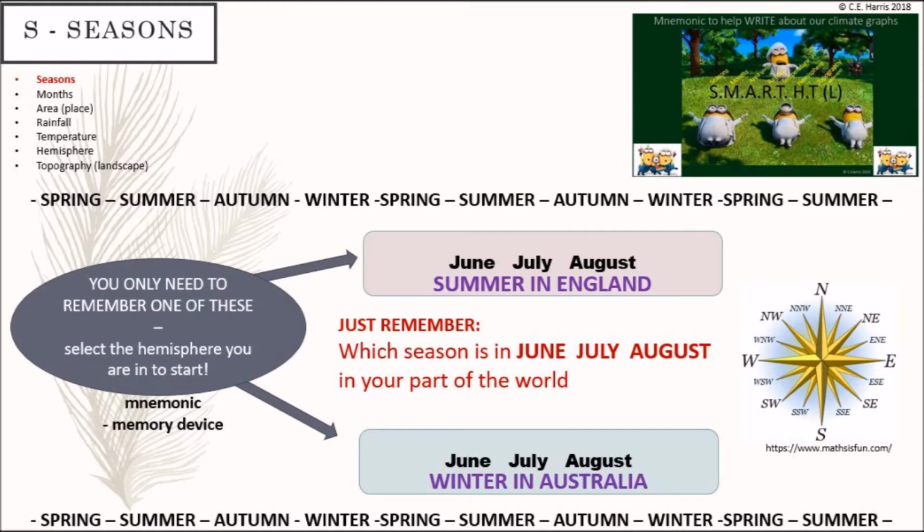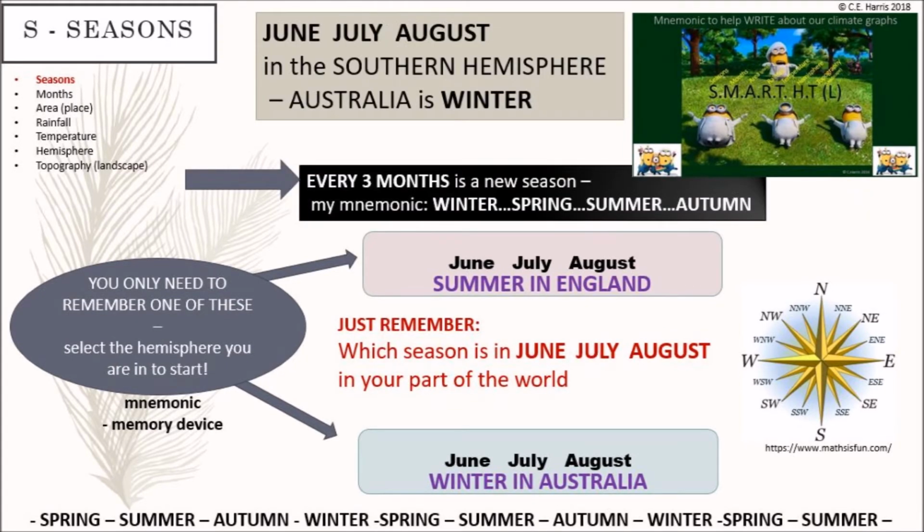Once we know our June, July and August season, in this case winter, if we count every 3 months, that will be a new season. So June, July and August are winter in Australia. That means September, October, November will be spring. December, January and February in Australia are the summer months, which leaves March, April and May. These are the autumn months.